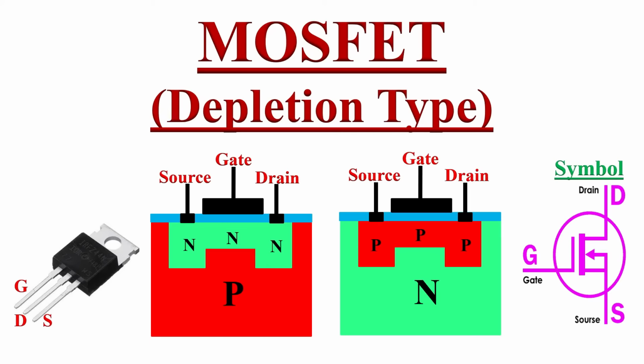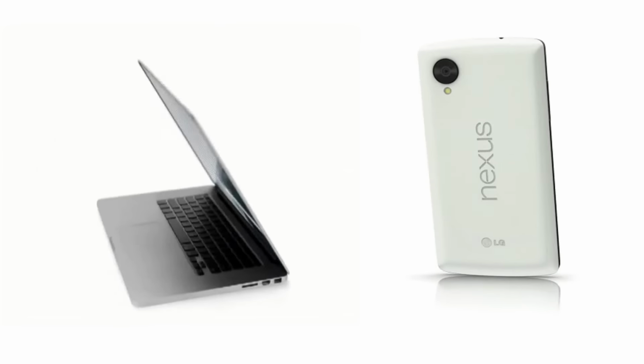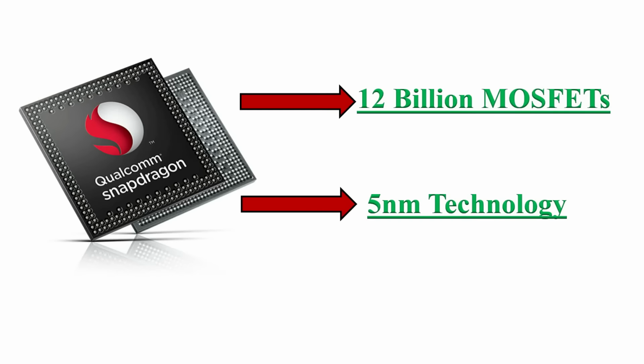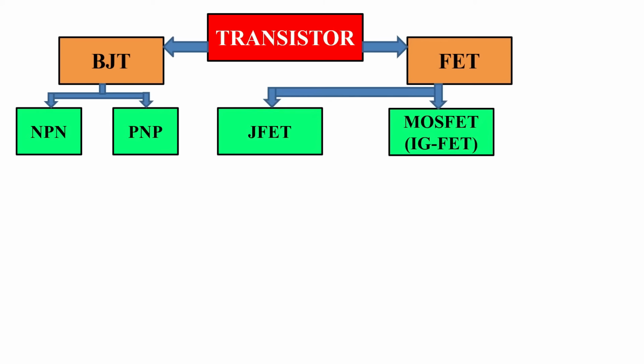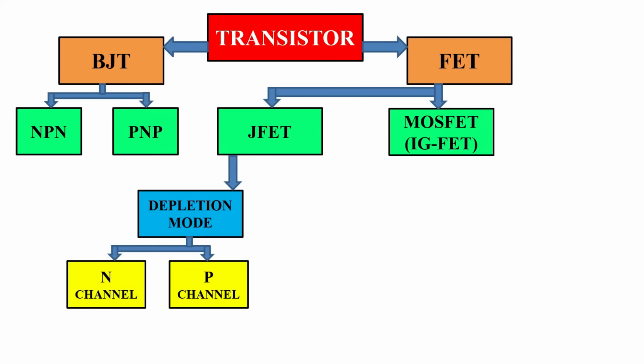In this video, we will learn depletion type of MOSFET. All electronic devices have processors inside them. These processors have special type of transistors called MOSFETs inside them. In earlier video, we have discussed BJT. We have also discussed FET types and JFET, junction field effect transistor, in detail.